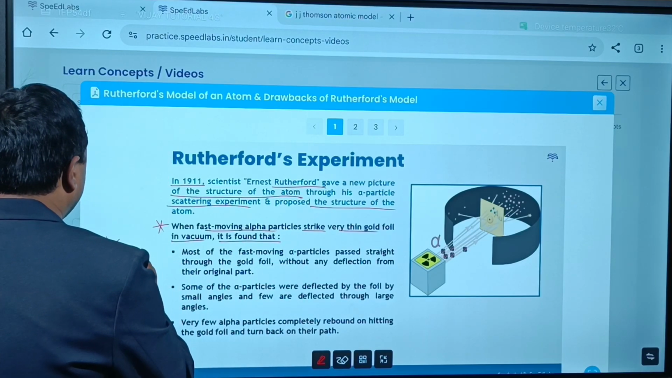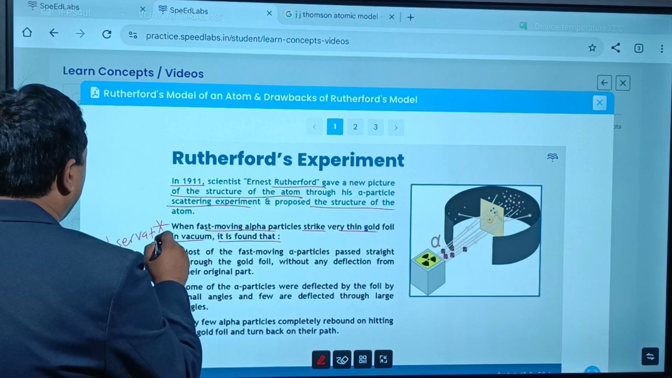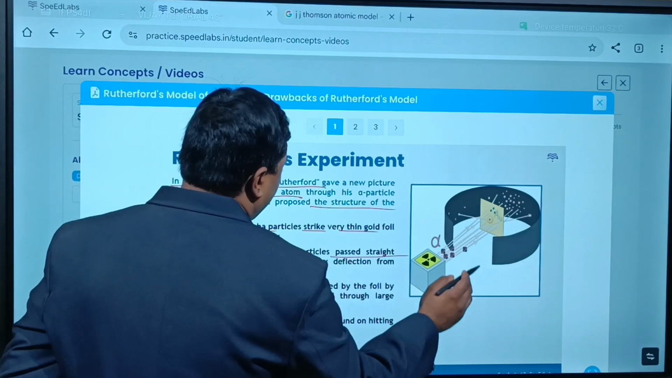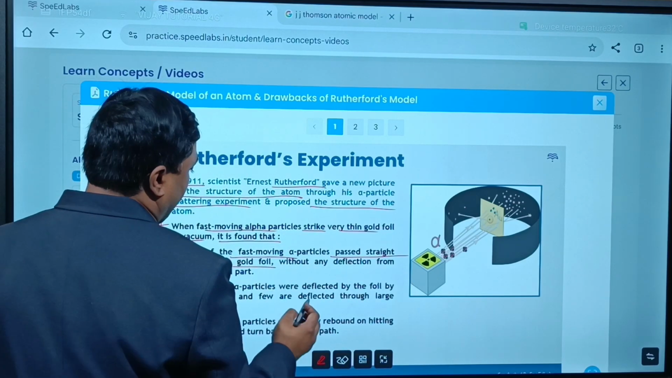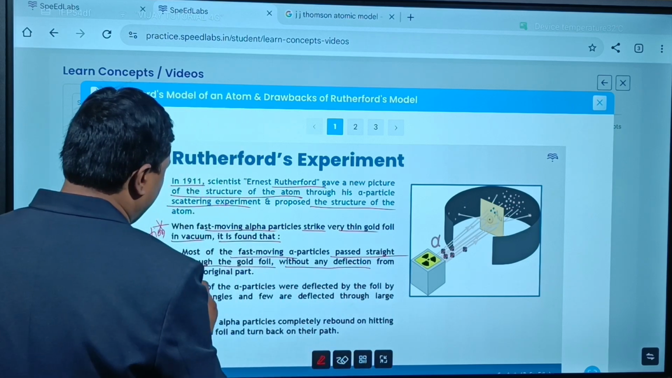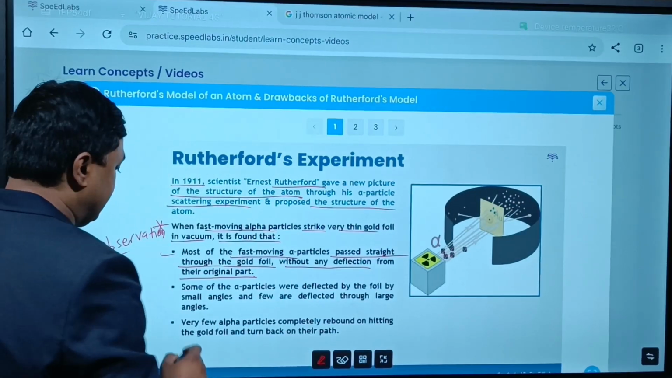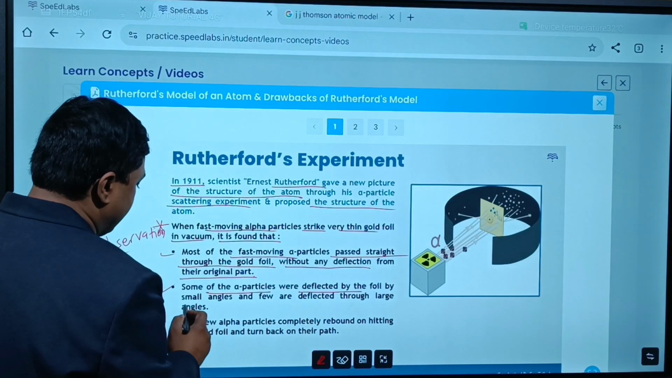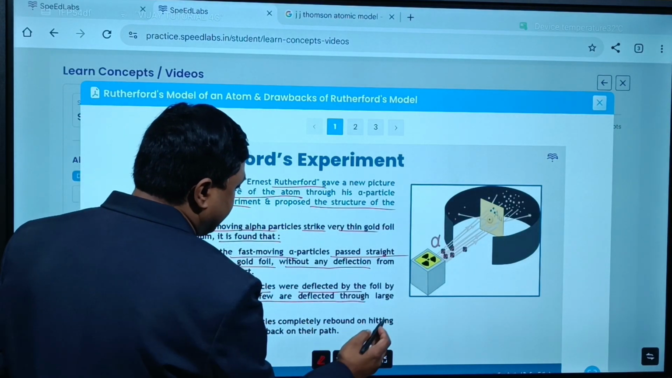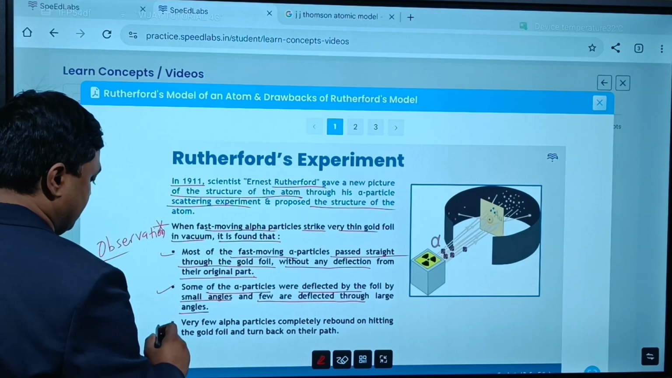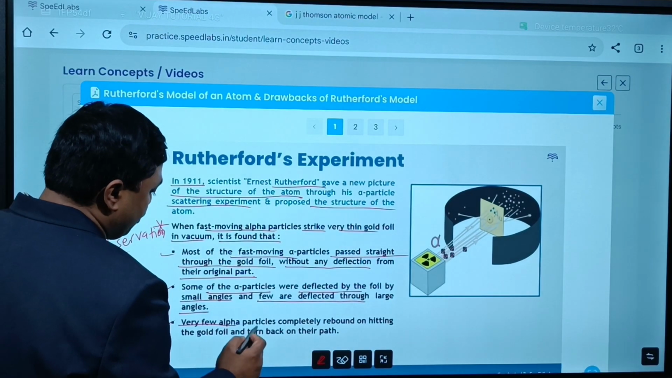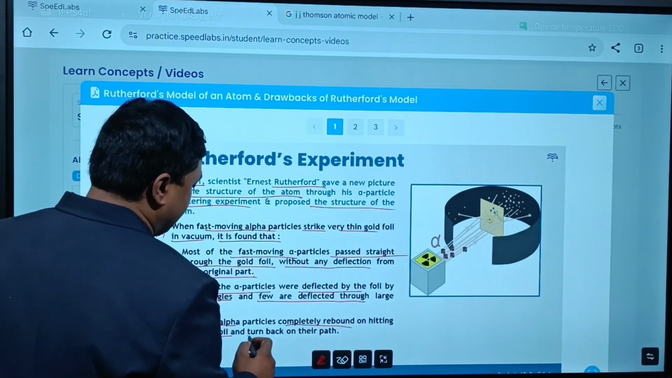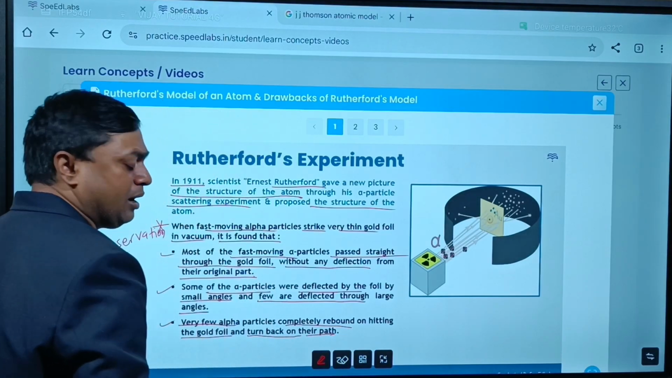Okay, these are the observations that you can note down. Most of the fast moving alpha particles pass straight through the gold foil without any deflection from their original path. Is it clear? Second one, some of the alpha particles were deflected by the foil by small angles, and a few were deflected through large angles. And very few alpha particles completely rebound on hitting the gold foil and turn back on their path.